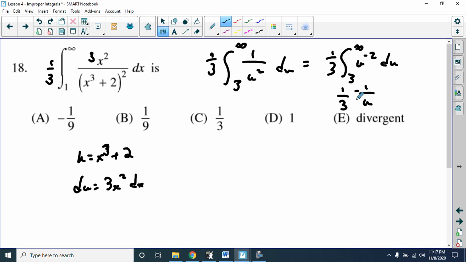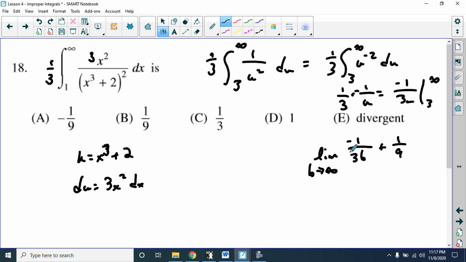Don't forget your 1/3. So 1/3 times negative 1 over u. So I get negative 1 over 3u from 3 to infinity. Plugging in infinity, which I technically can't do, we are evaluating the limit as b goes to infinity of negative 1 over 3b. And I'm also plugging in 3. I have negative 1 over infinity, that's going to go to 0 plus 1/9. I get 1/9.